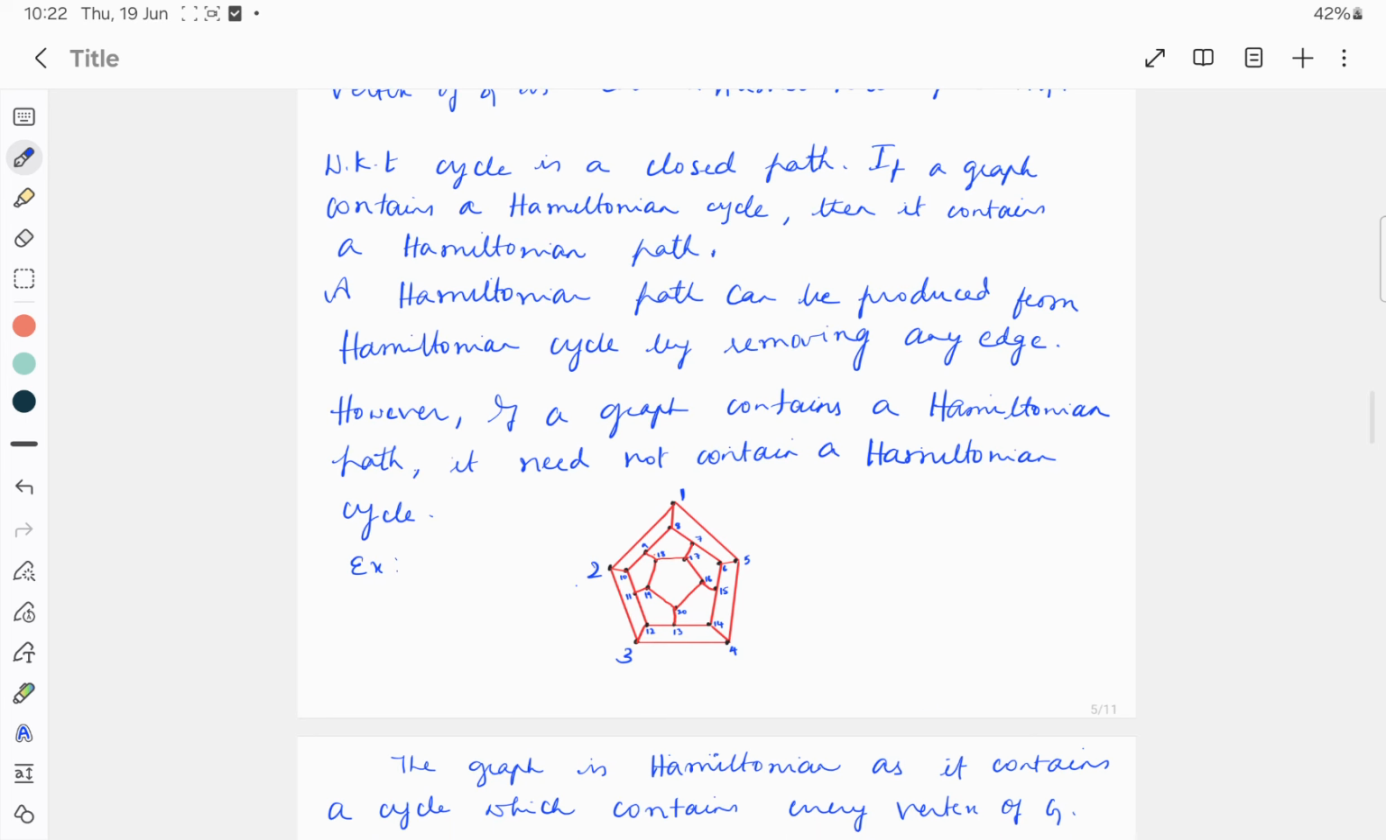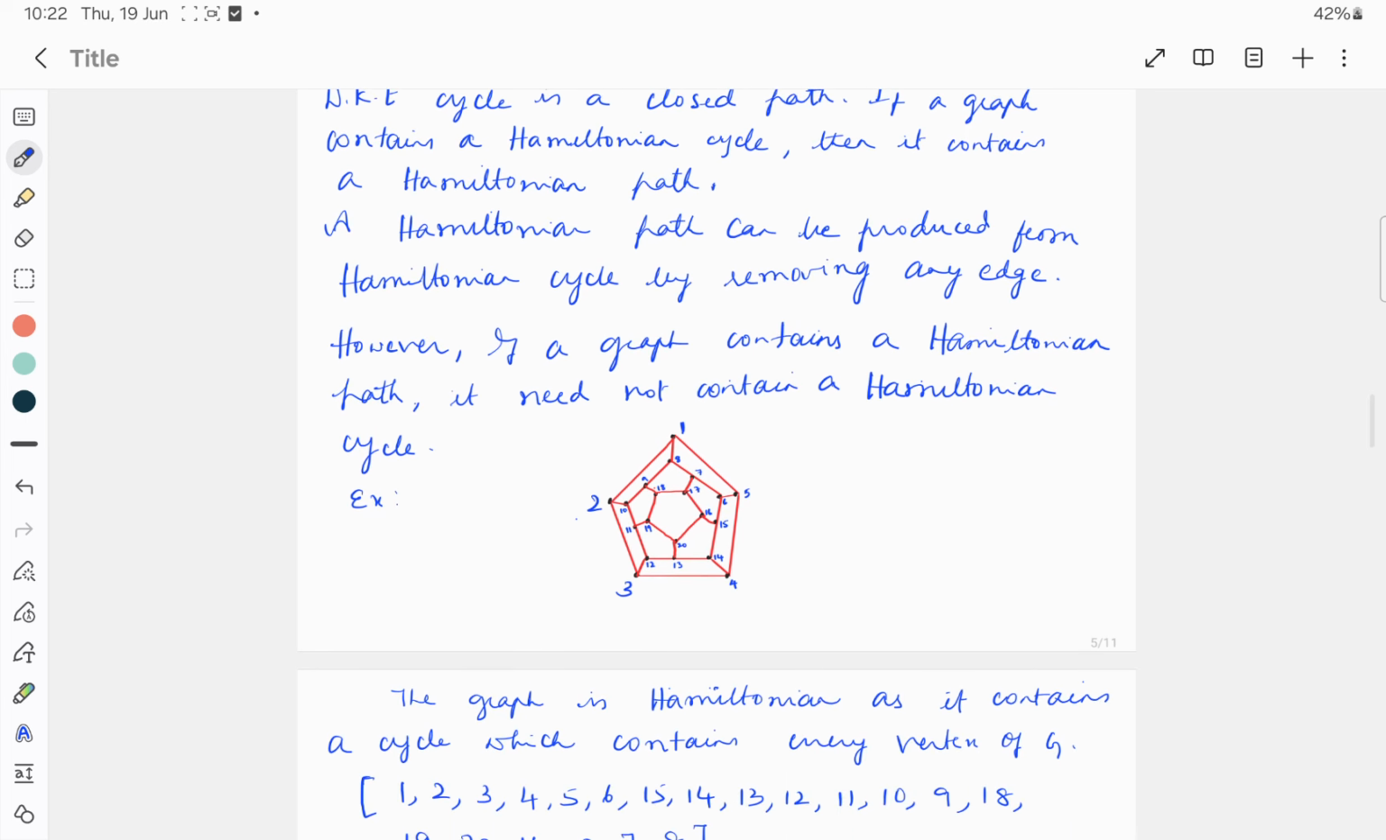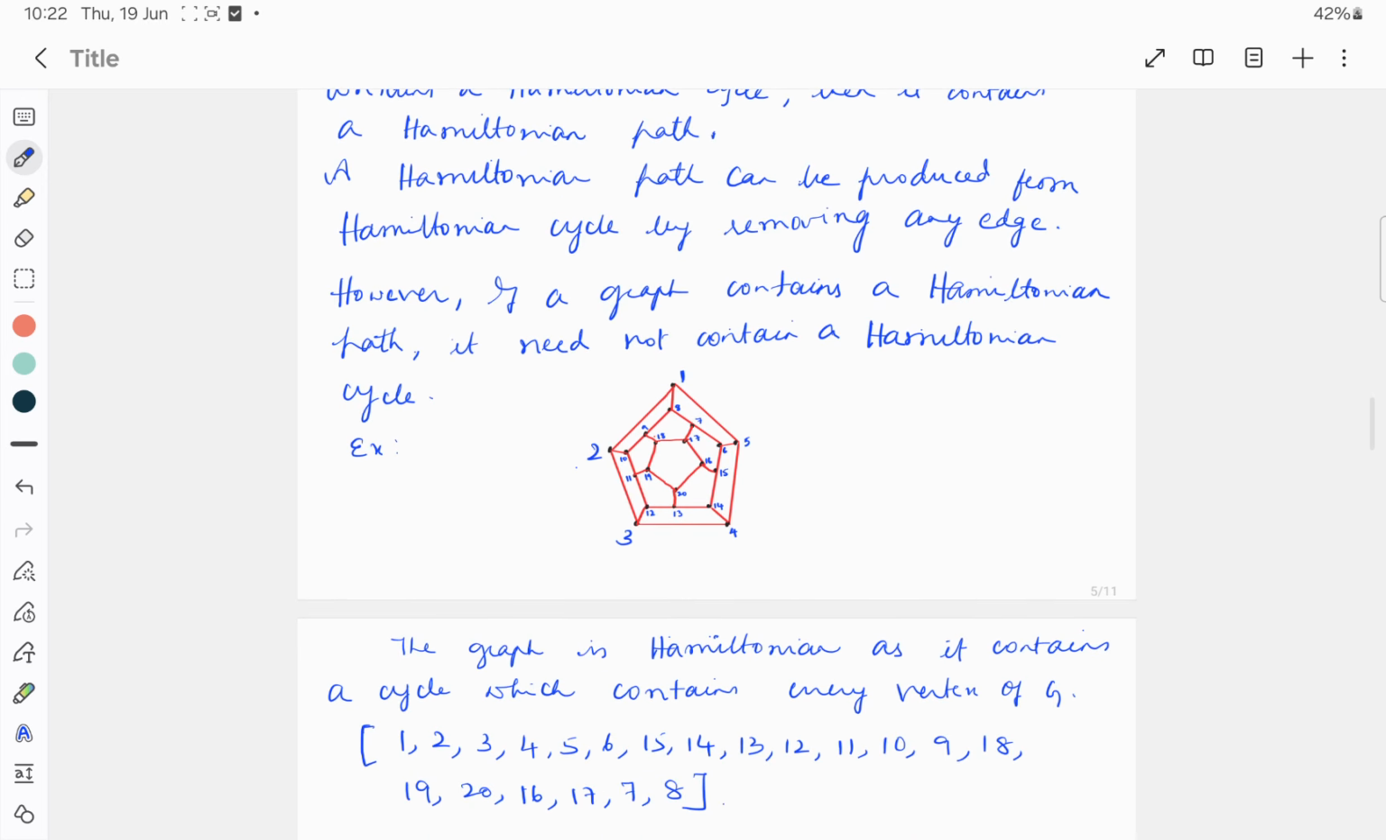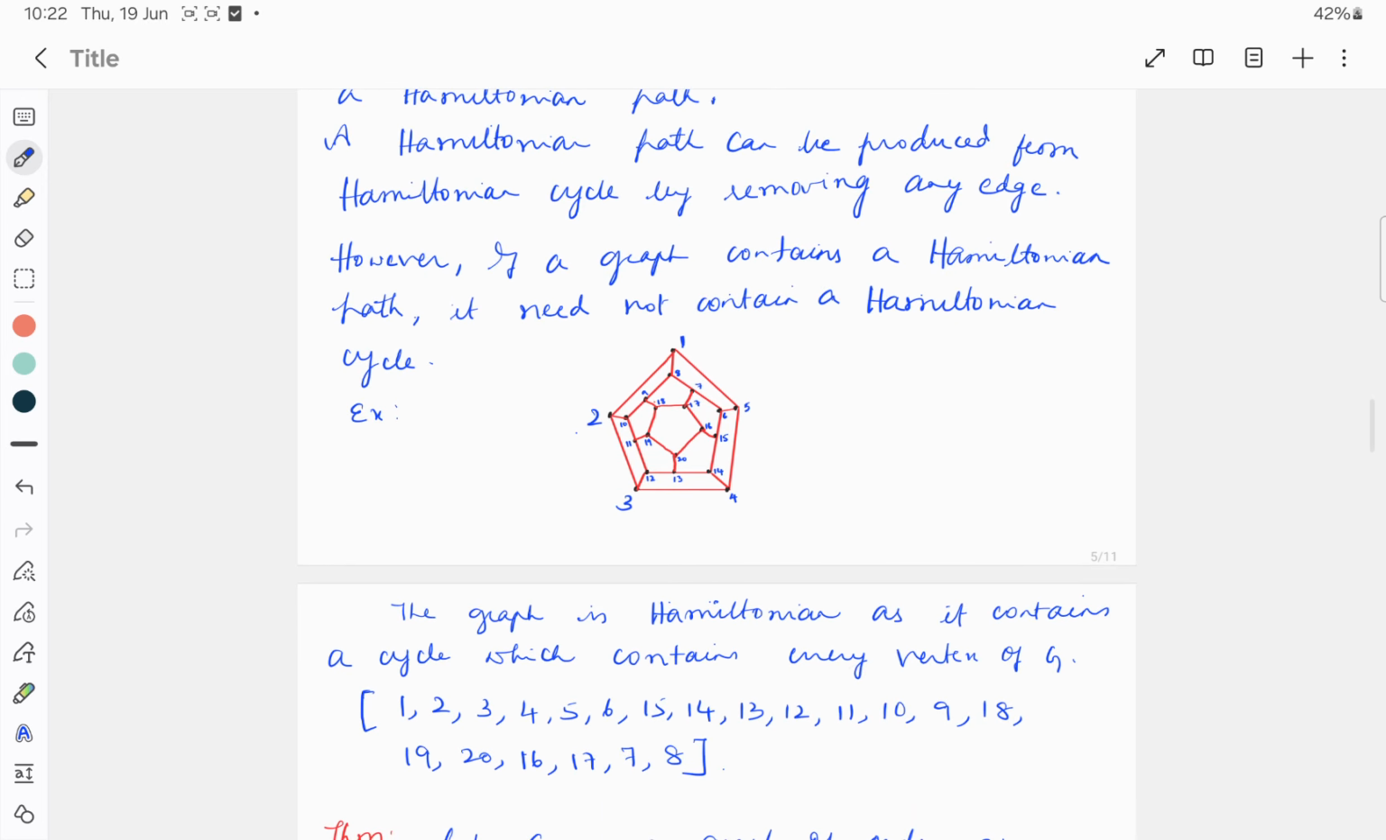Okay. So now let us consider this graph G. Let us check whether this graph G is a Hamiltonian graph or not. If this graph contains a Hamiltonian cycle, then we say that the graph G is a Hamiltonian graph. What is a Hamiltonian cycle again? It is a cycle in which all the vertices of the graph G are covered.